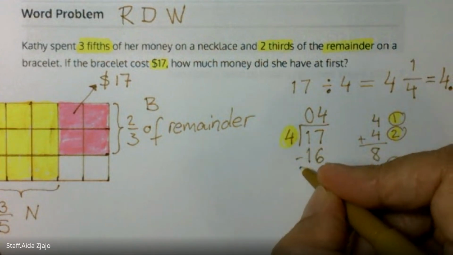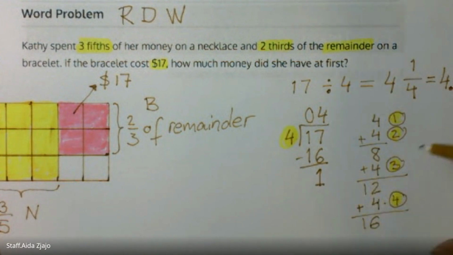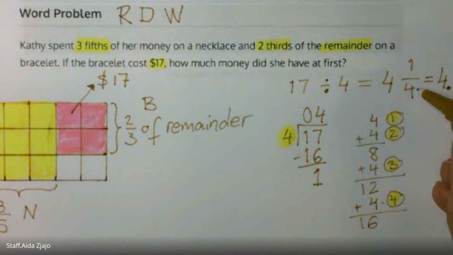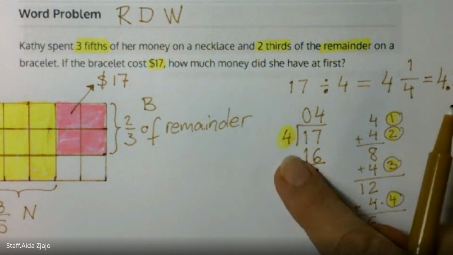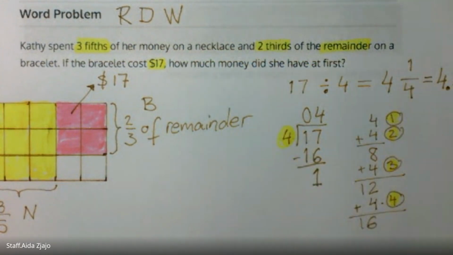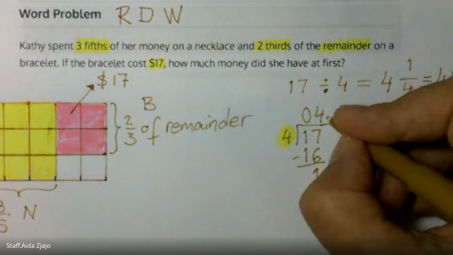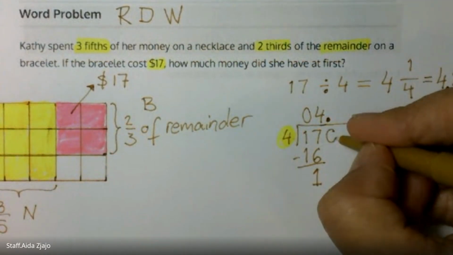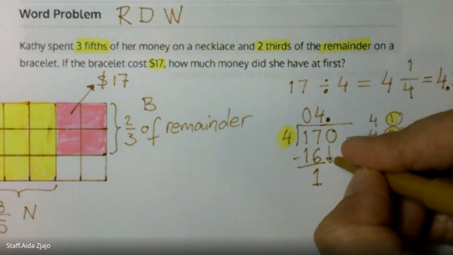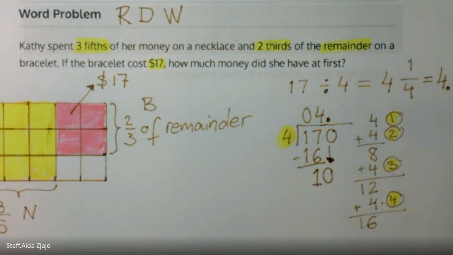When I subtract, I get a remainder of 1. I can see this as a fraction answer: it's 4 and 1/4, 1 out of 4 pieces. But if I needed to show a decimal answer, I can add my decimal and regroup that dollar into 10 dimes, and I can keep sharing.